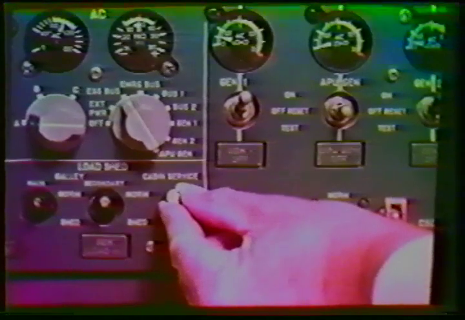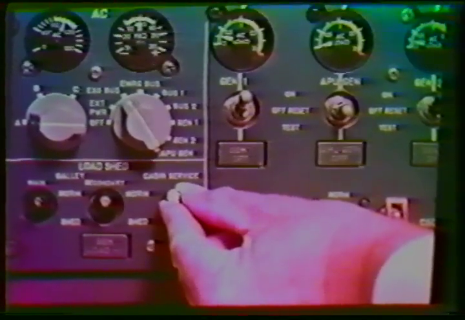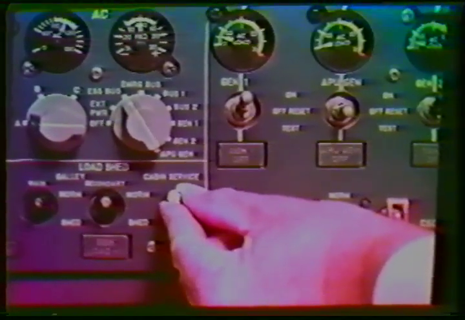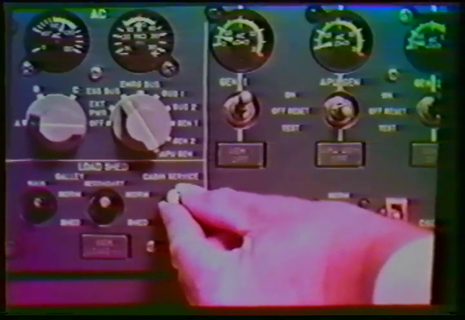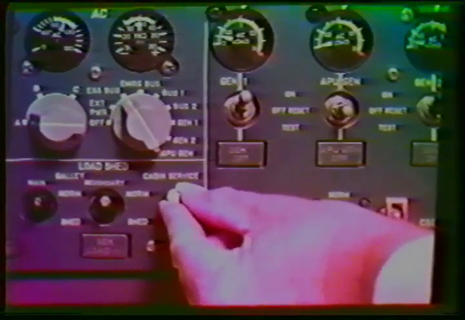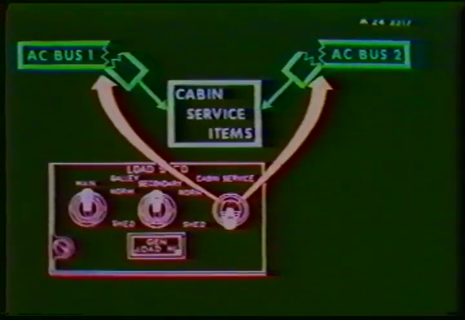The cabin service control switch allows power to be applied to passenger reading lights, cabin sidewall lights, passenger service units, and the logo lights. This switch is of the lock toggle type and will not trip off as will the other two.